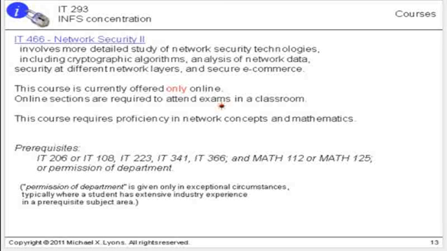And this course has a lot of prerequisites because you need to be fluent in networking and you need to be fluent in math. So we've got IT 206 or 108 that shows programming, IT 223 as usual, IT 341 to show networking proficiency, IT 366 is the Network Security 1 that precedes this, and then you've got to demonstrate mathematical proficiency with a C or better in Math 112 or Math 125, one of the two discrete math courses for the major.